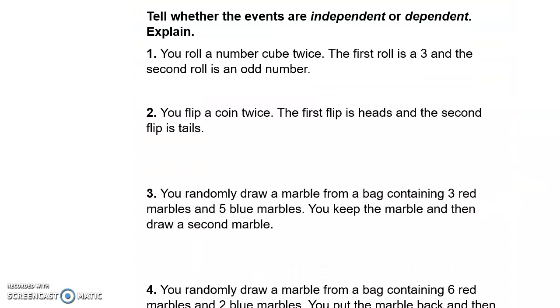So let's start with this first one. You roll a number cube twice, you get a 3, and then you roll it again. And it's an odd number. You didn't do anything different. You used the same die both times. That means these are independent events. You flip a coin twice. The first flip is heads. The second flip is tails. Same coin. You didn't do anything different.